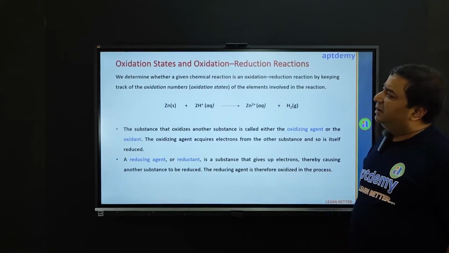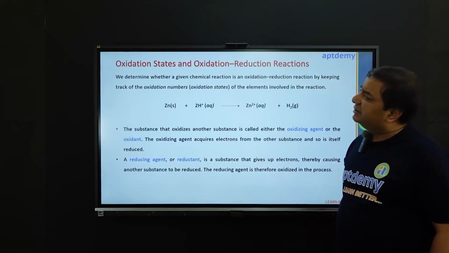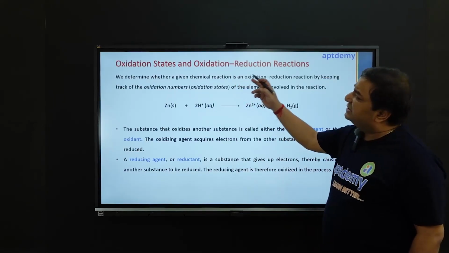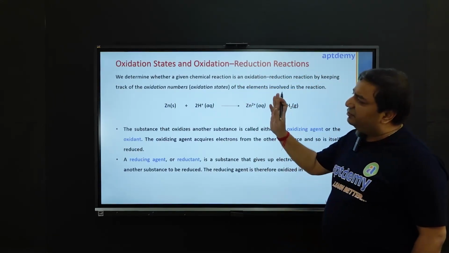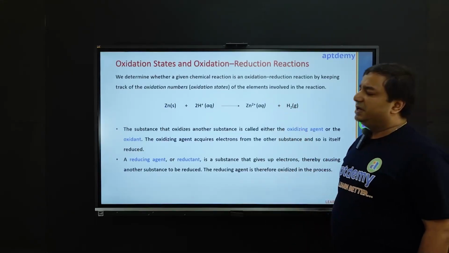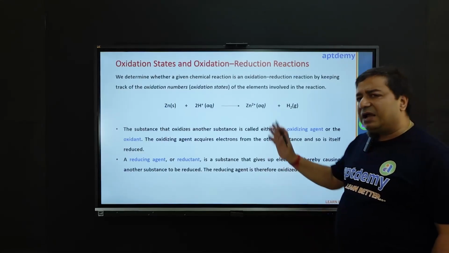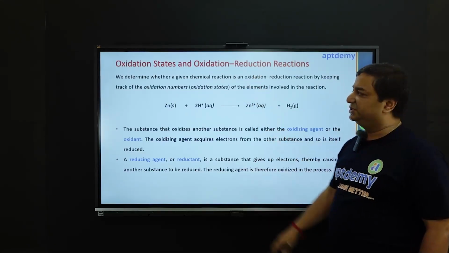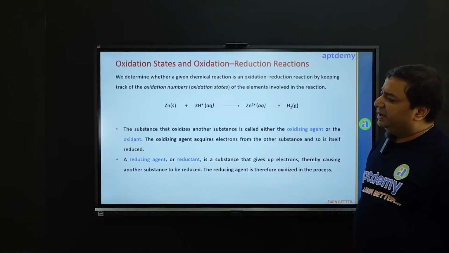Now, what are oxidation states and oxidation reduction reactions? We determine whether a given chemical reaction is an oxidation reduction reaction by keeping track of the oxidation numbers, also known as oxidation states, of the elements involved in the reaction.